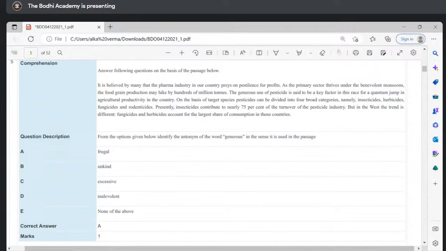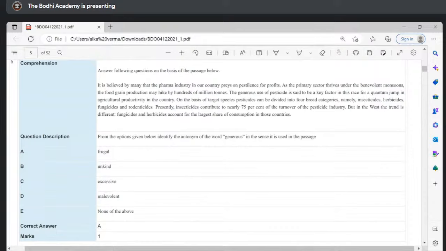Okay, so when you have words like this, always see the word connecting from the passage. Although the meaning of the opposite of the word may be something different, see how it is used in the passage. So always find the answer relating to how the word is used in the passage. So yes, we are looking at the opposite of generous, frugal.